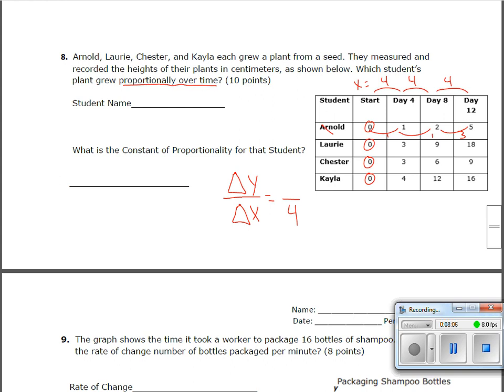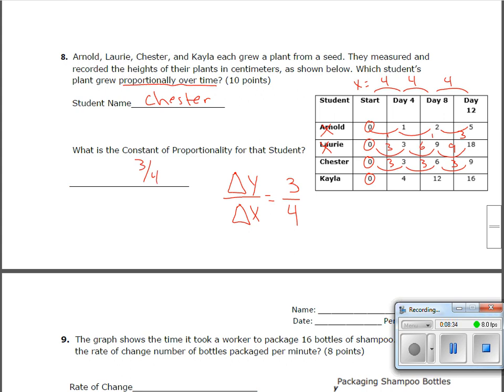Lori went from 0 to 3, 3 to 6, and then 9 to 18. Well, she is not steady. It should be 3, 3, 3, or 6, 6, 6, or 9, 9, 9, so no. Chester went from 0 to 3, 3 to 6, and 6 to 9. I would agree with Chester, and the constant of proportionality is 3 over 4.